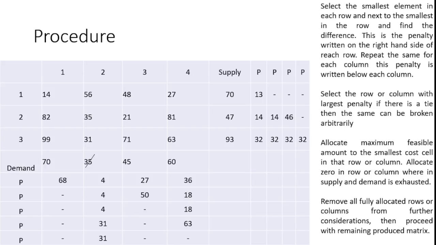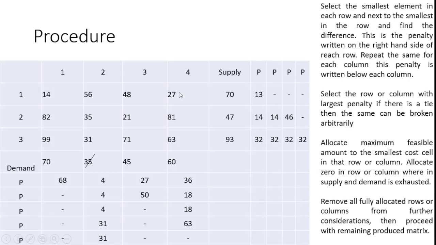Here, the procedure. First, we have to select the smallest element in each row and the next to the smallest in the row. For example, if we consider the first row available with that problem, it starts with 14, 56, 48 and ends with 27. From this, select the smallest element, which is 14. After that, the next to the smallest. What is the next to the smallest value? It is 27.